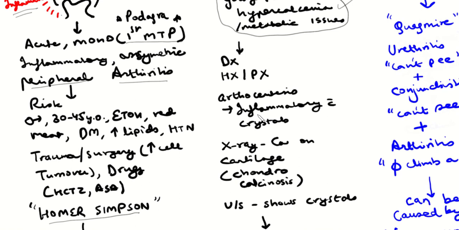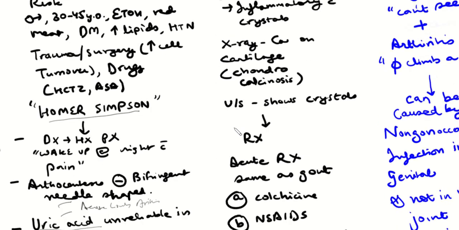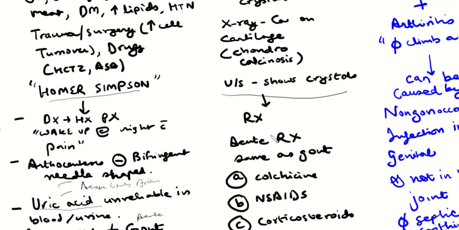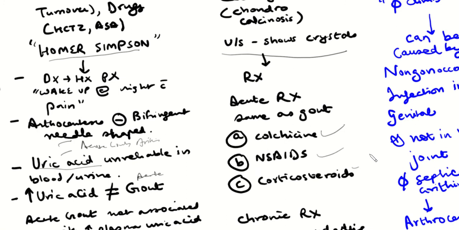Again, they come in, the joint is tapped, and they actually have an inflammatory profile with crystals that are positive birefringent, right? And then they're rhomboid shaped. Again, when we x-ray, there's calcium on the cartilage, which is called chondrocalcinosis. And again, just like with gout, we ultrasound them and we can see crystals. How do we treat it acutely? Colchicine, NSAIDs, steroids, same as gout.